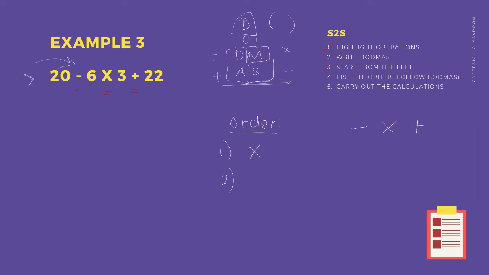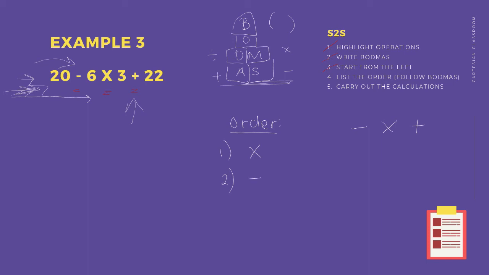All right? You don't do addition first in this case because addition comes in later. That is why you need to start from the left. You need to start from the left. So when you start from the left, you are reading it as 20 minus 6. So between minus and plus, you need to do minus first because minus comes first, then plus.